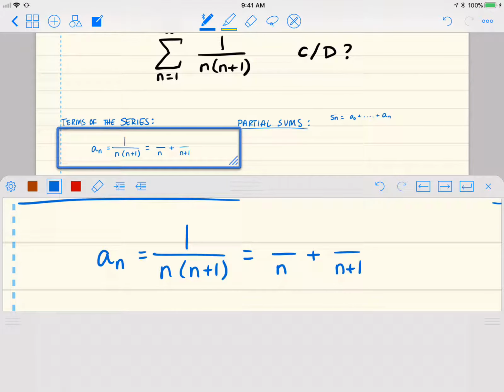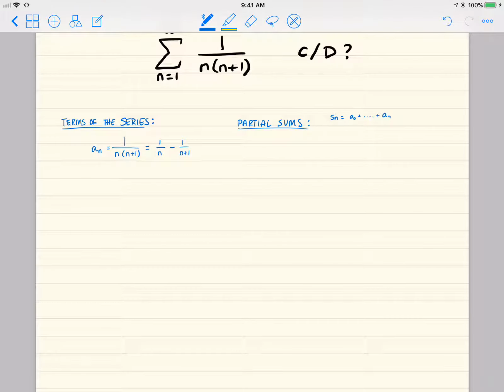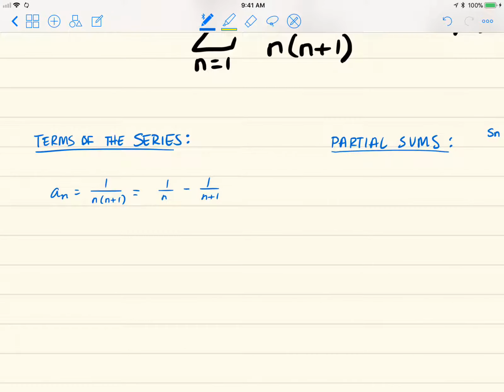let's see, looks like it'll be minus, actually. Okay, so we've actually got, let me see here. Let me try to write this a little better. So a sub n is equal to 1 over n times n plus 1. But that's also equal to 1 over n minus 1 over n plus 1. Okay.